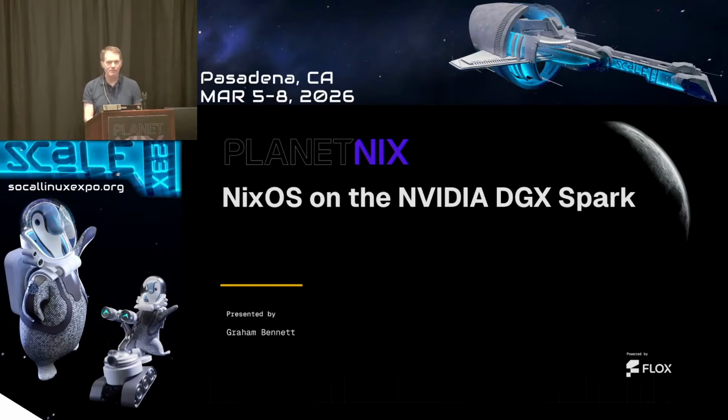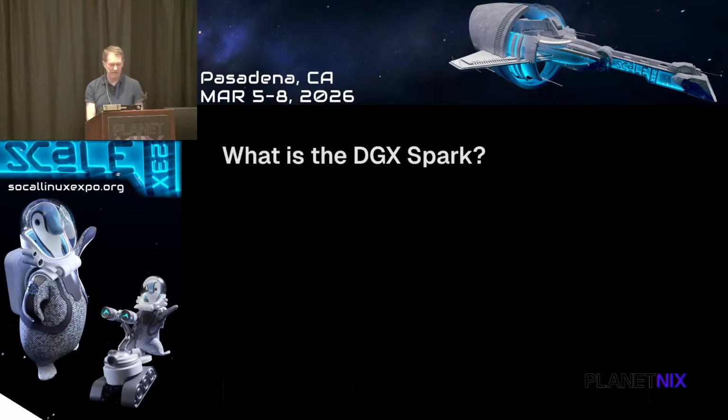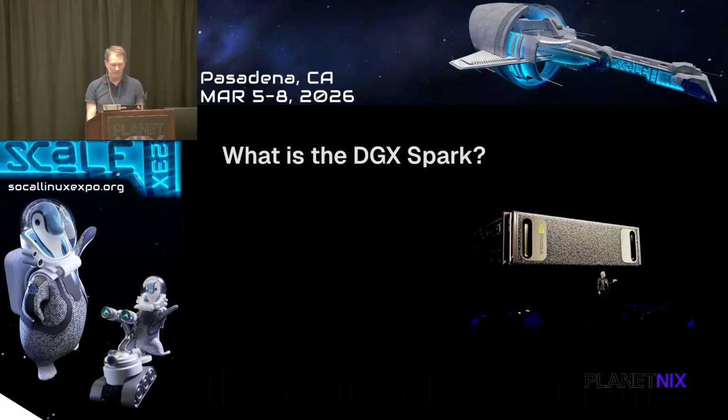All right, I'm Graham. I'm here to talk about a small hobby project I've done recently, which is NixOS on the DGX Spark. So what is the DGX Spark? Well, it's one of these guys. It's an NVIDIA desktop sort of AI workstation. It's got a GB10 GPU in it, so a Blackwell era GPU, which is relatively up to date and quite powerful.